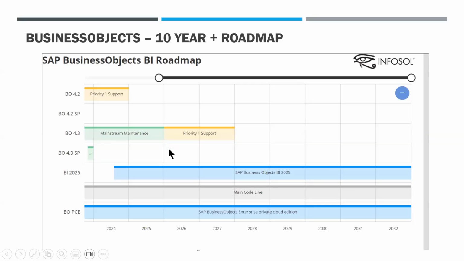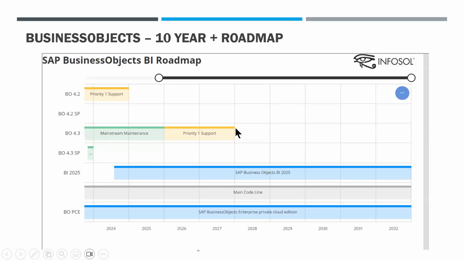But as you can see here, BI 2025 is supposed to come along at the end of 2024. And so this will then become the new mainstream release starting in 2025. And 4.3 will continue to be supported through to the end of 2027.